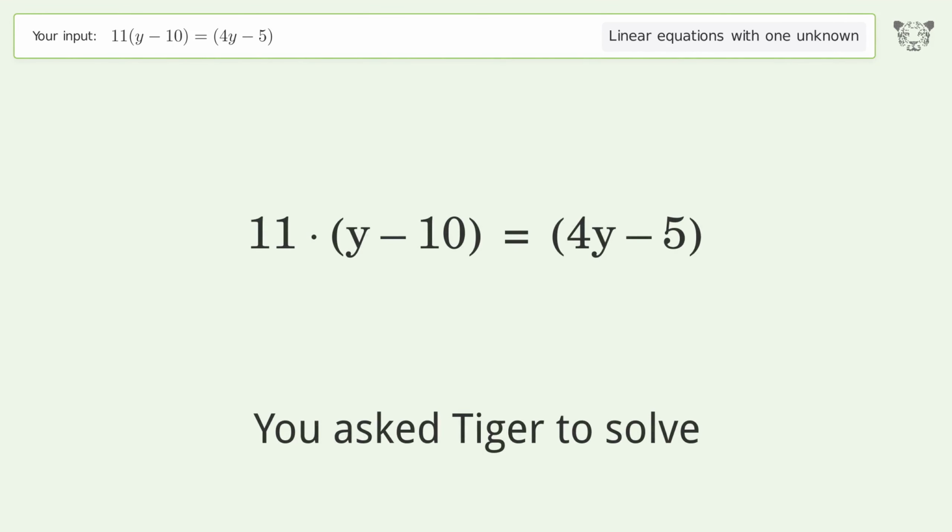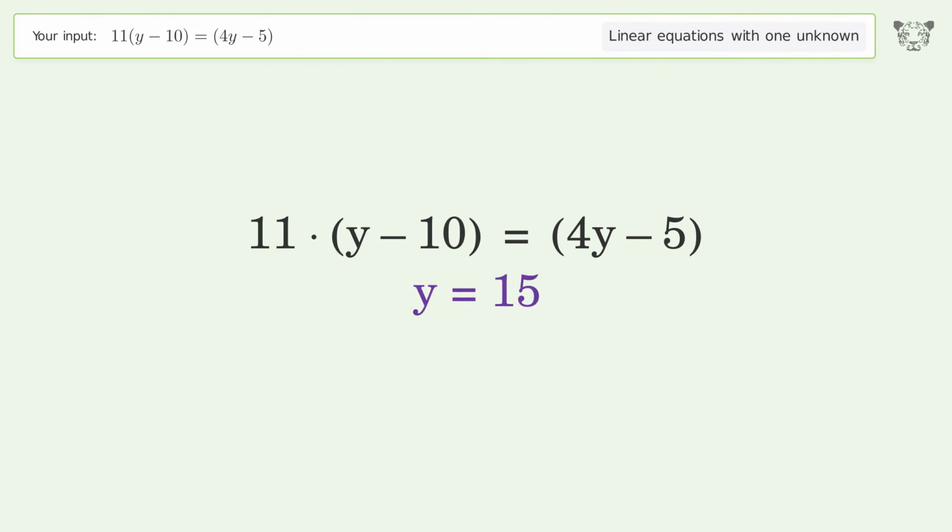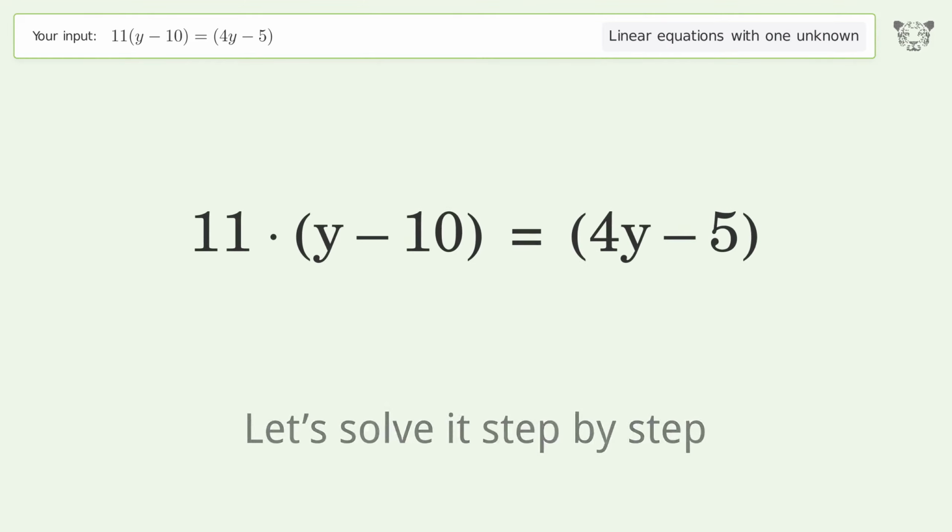You ask Tiger to solve. This deals with linear equations with one unknown. The final result is y equals 15. Let's solve it step by step.